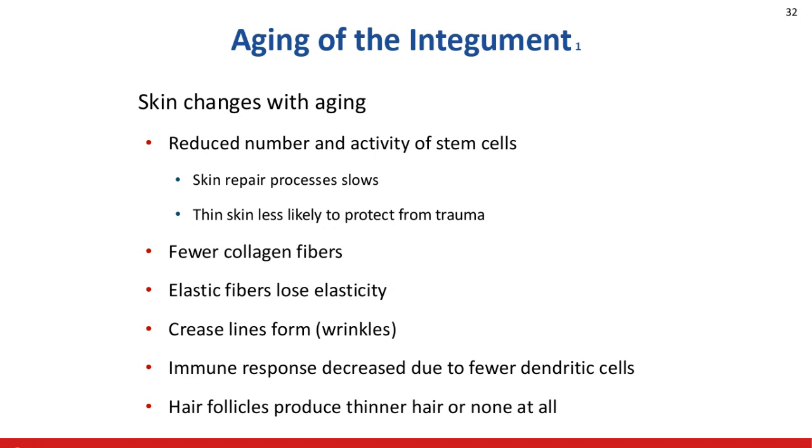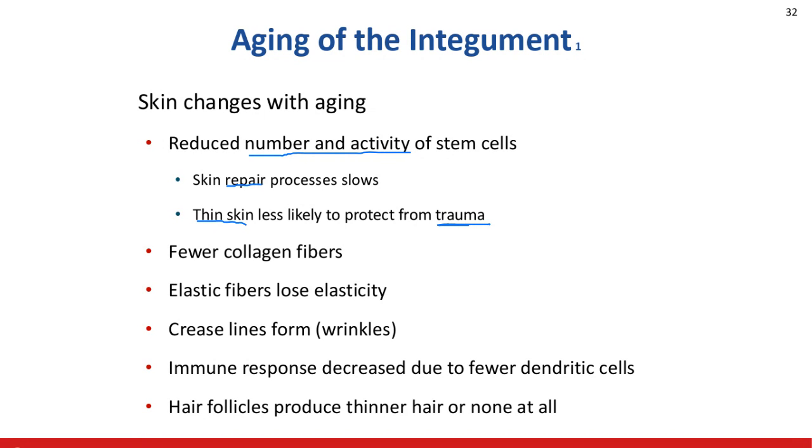So we'll see a decreased number and activity of the stem cells. So if we decrease the activity of these stem cells, if you damage yourself, we're going to slow that repair process down, okay? And as we're trying to replace older or damaged tissue, that decreases. So that means our thin skin becomes even thinner. That's why in older folks, they're more prone to bruising, cuts, because their skin has significantly decreased, especially if they experience any sort of trauma, okay?